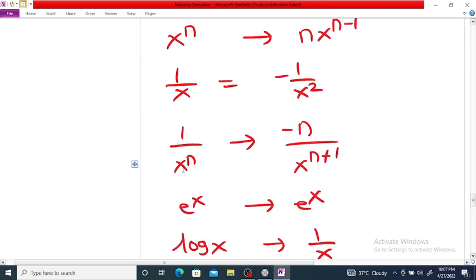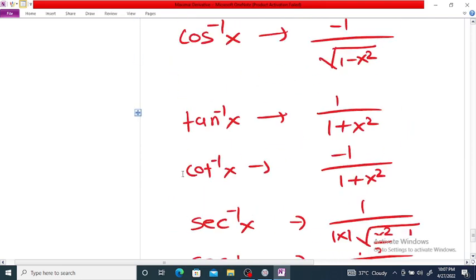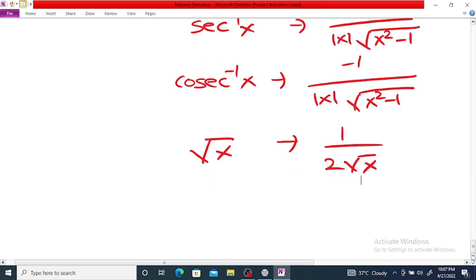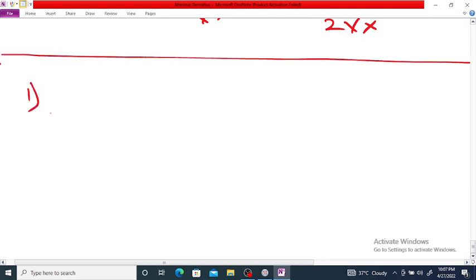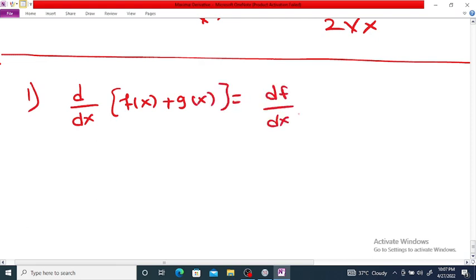So memorize these formulae. By using these formulae, you can solve any example of derivative. And if you know some algebra of derivatives, that is first, the derivative of f of x plus g of x is equal to the derivative of f of x plus the derivative of g of x.